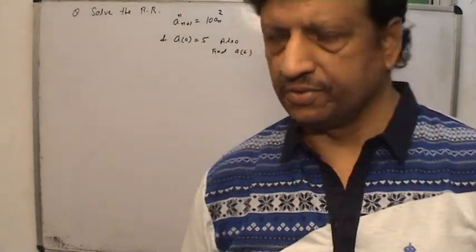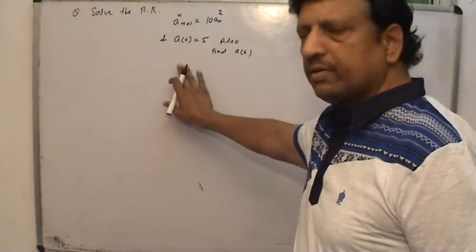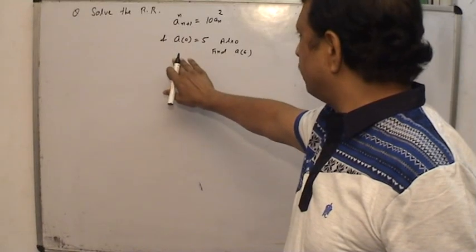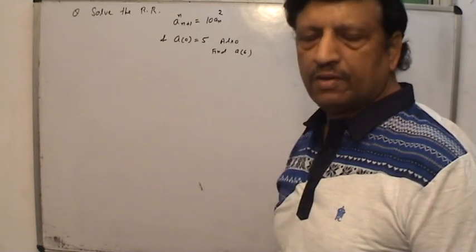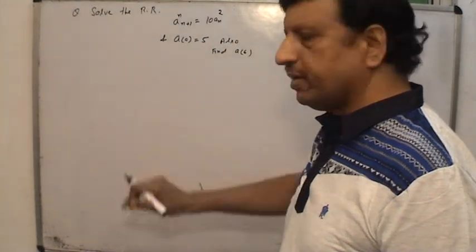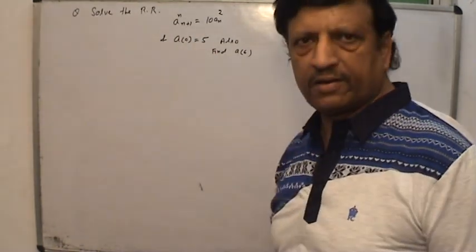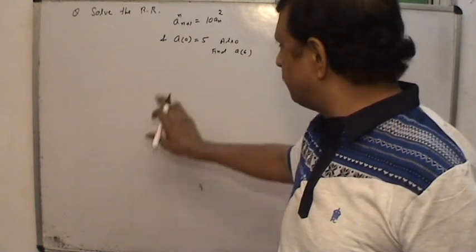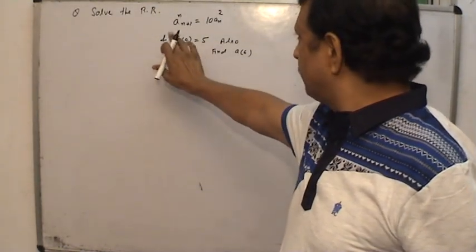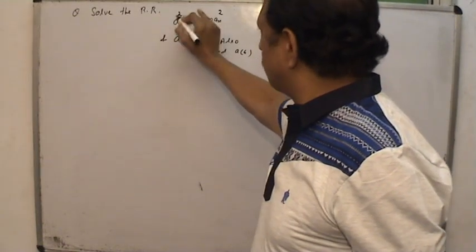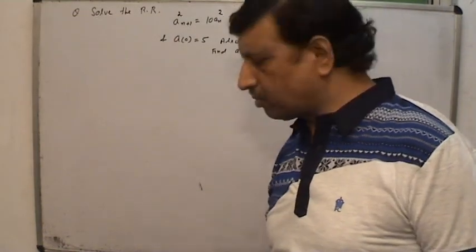Yes, it is a homogeneous recurrence relation. But what is the difference between the previous ones we discussed and this recurrence relation? They were linear recurrence relations. It is a quadratic recurrence relation. Rather, it is a very simple formulation, but the problem is that it is in quadratic form. Then how to solve it?